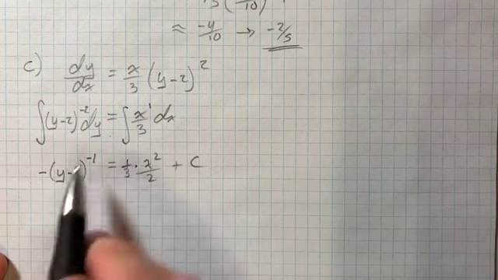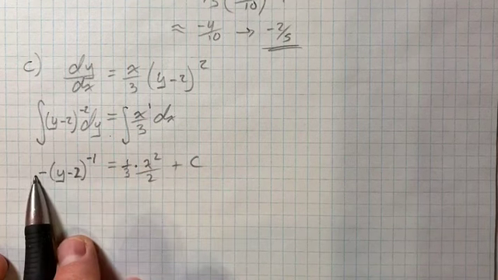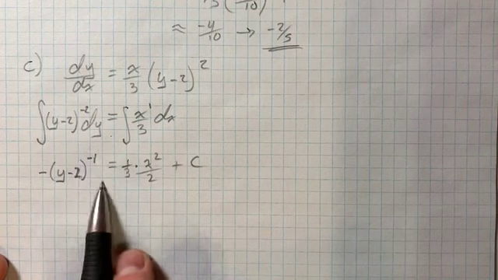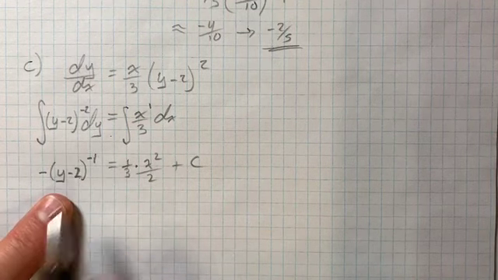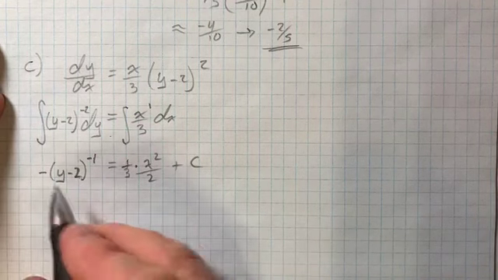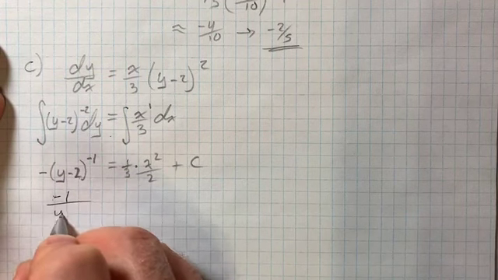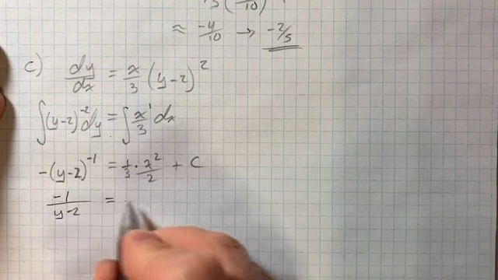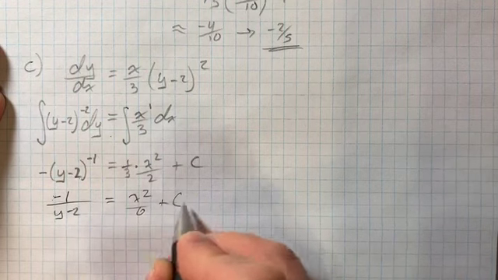Quickly do the derivative of this. Hang on, let's do the derivative. This comes down, becomes positive, y minus 2 to the negative 2 times 1. Yes, there we go. We're good. So this is kind of ugly. Let's clean this up. This is really negative 1 over y minus 2. This is x squared over 6 plus a constant, right?